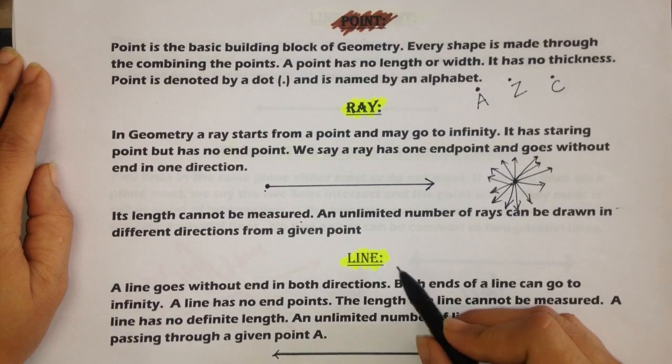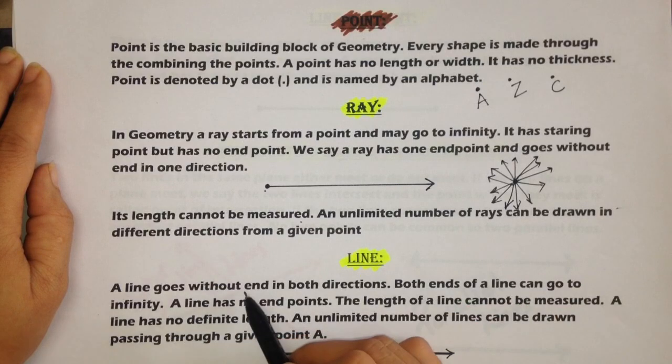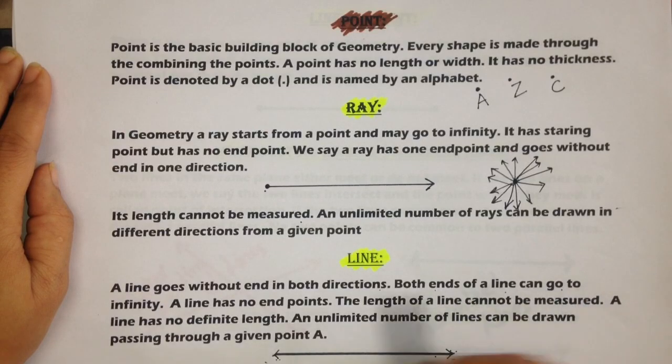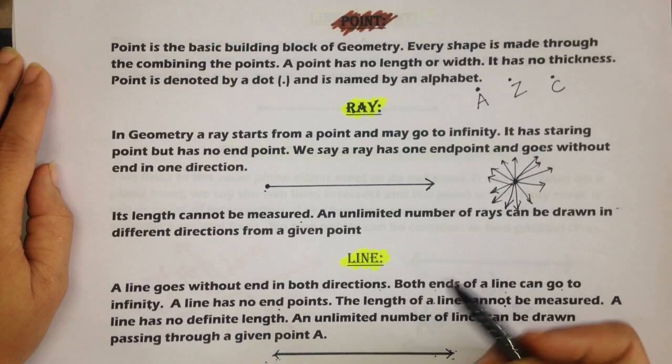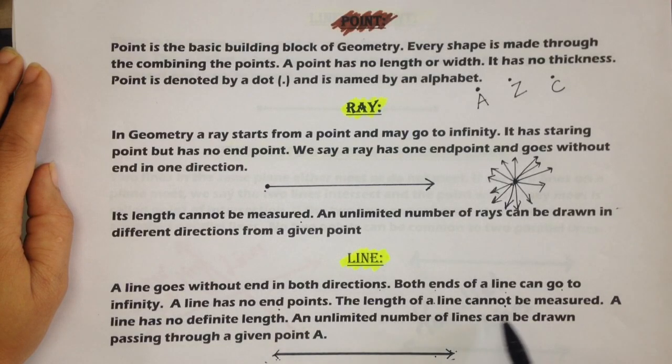Moving to the next part, line. A line goes without end in both directions. You can see these two arrows at both ends. It means it can extend in both directions. Both the ends of a line can go to infinity and it has no end points. The length of a line also cannot be measured. How are we going to measure if they can extend to infinity? A line has no definite length. An unlimited number of lines can be drawn passing through a given point A. Like we have a point A, I can draw as many lines as I want.